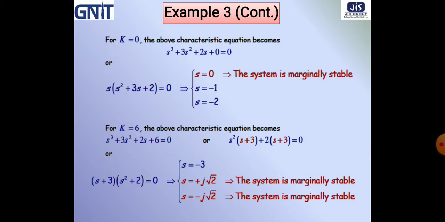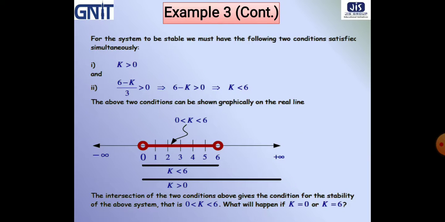So for the system to be stable, the value of k has to range between 0 and 6. So that is our condition for stability.